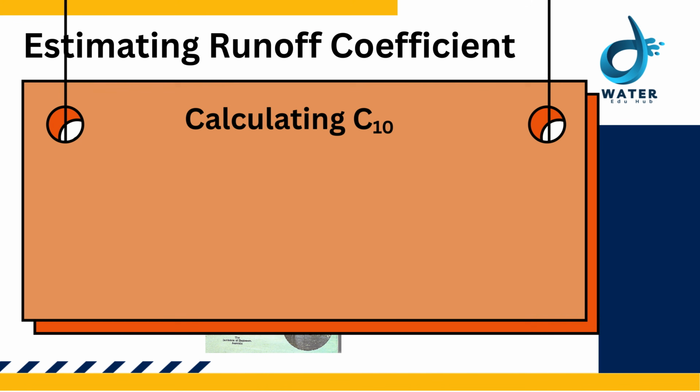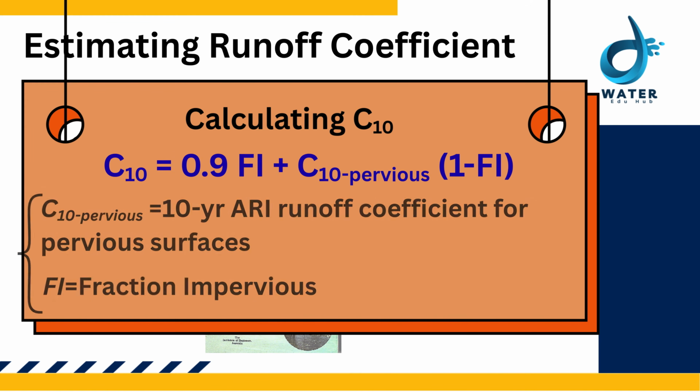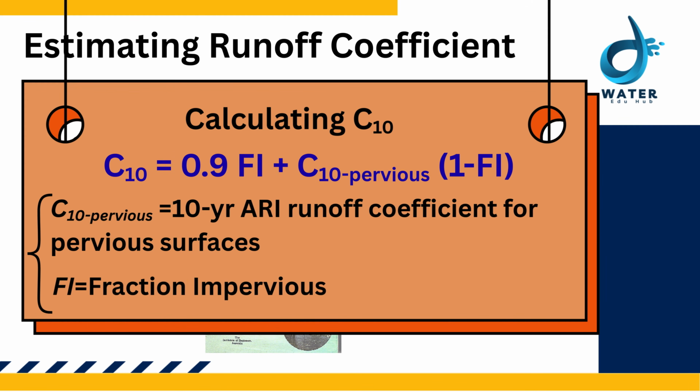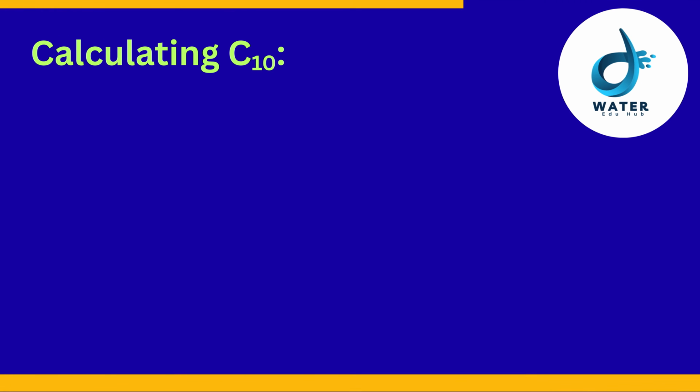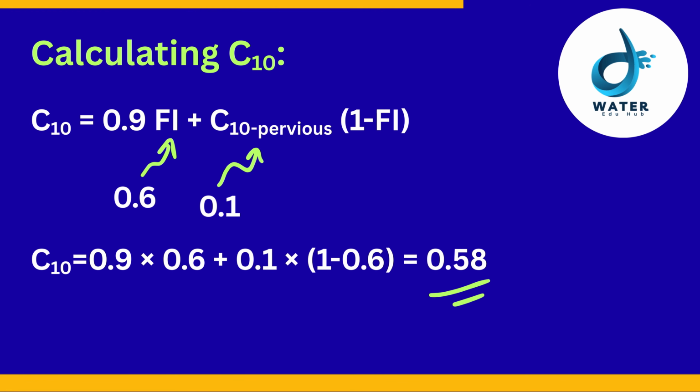Based on this, C10, the runoff coefficient corresponding to a 10-year ARI event, can be found by this formula. Here, C10 pervious is the 10-year ARI runoff coefficient for pervious surfaces. In this example, this value is provided as 0.1. Using this formula, we can calculate the 10-year ARI runoff coefficient as this. The answer will be 0.58.